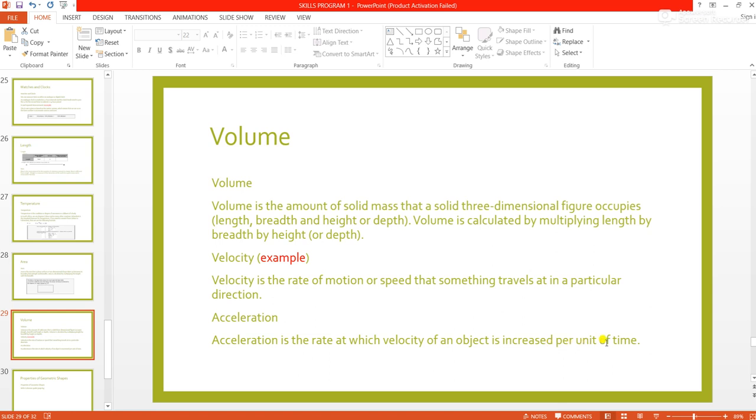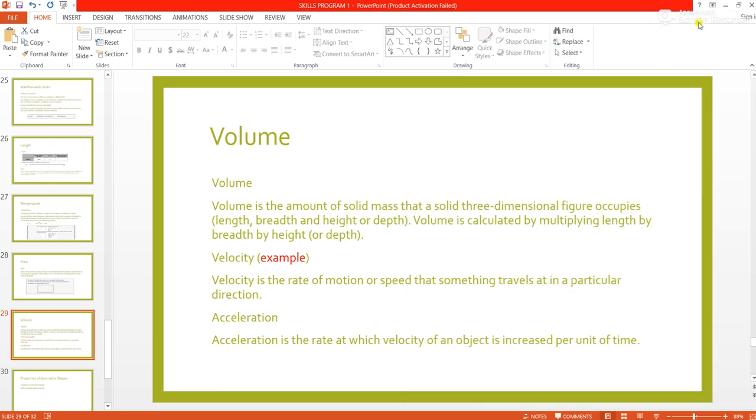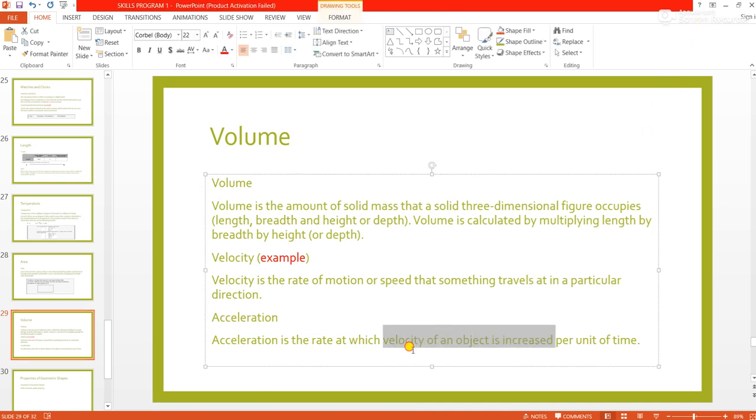Moving on, we've got acceleration. Acceleration is the rate at which the velocity of an object is increased per unit of time. So the unit will be in meters per second squared. It's just, in simple basic terms, the rate at which the velocity of an object is increased. So this is very important. Just have to know these properties, that's all.